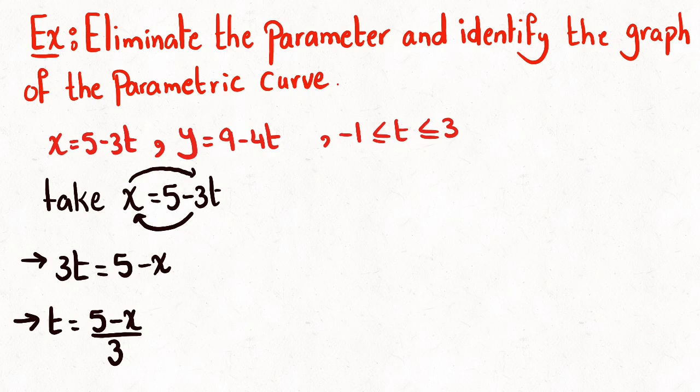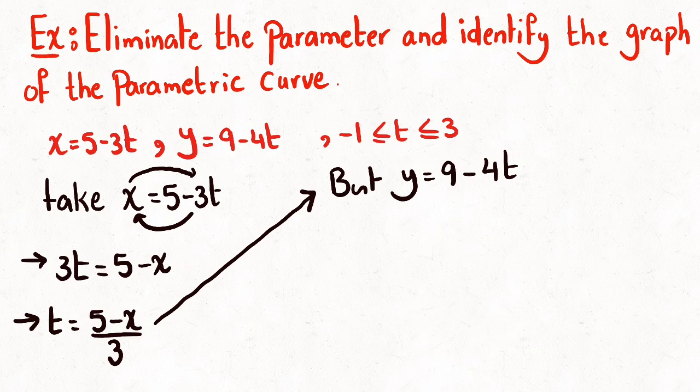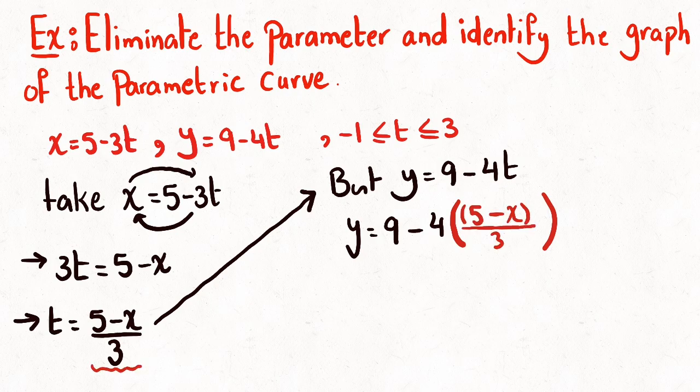And then the value of t, you will use it inside y. Thus y equals 9 minus 4t, but this time you will replace t by the value (5 minus x) over 3, and you will simplify and you will discover the shape eventually. In this case, it's another line.